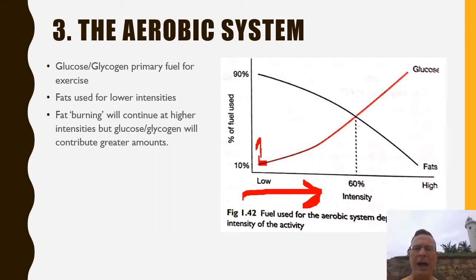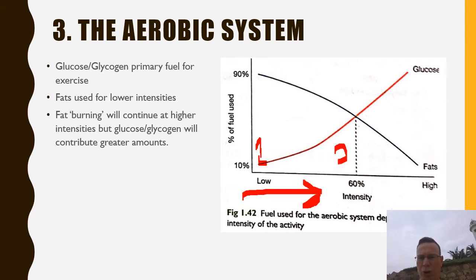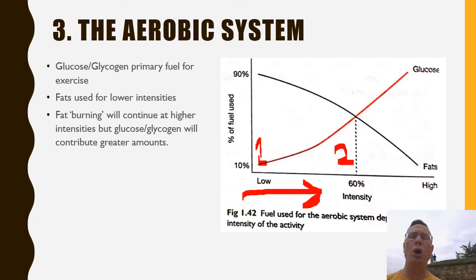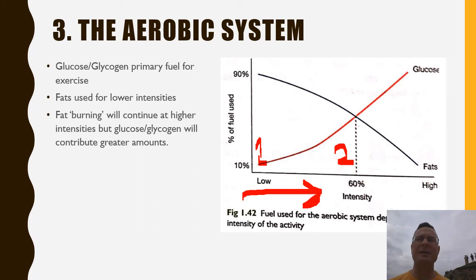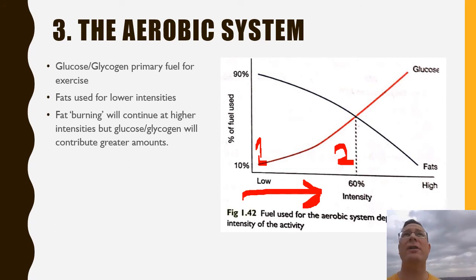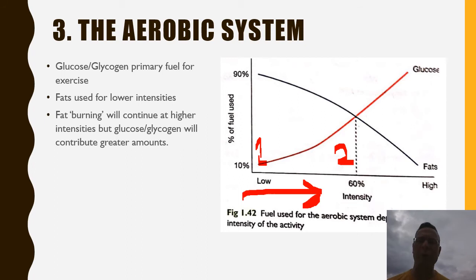So as we increase that intensity, I'll put a 2 on there. As we increase the exercise intensity, we start to use more glucose. So our fats are still being used, but we reach our kind of maximal capacity for them to be broken down. So fats are very, very efficient, but they're not a particularly quick way of breaking down energy.